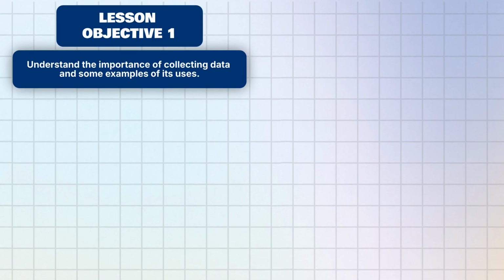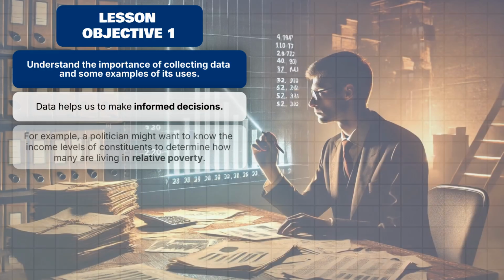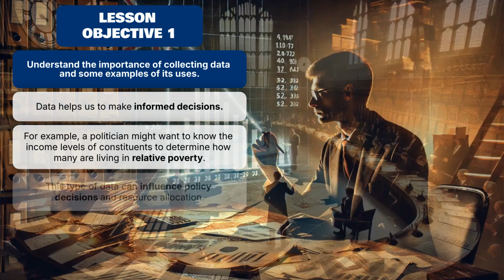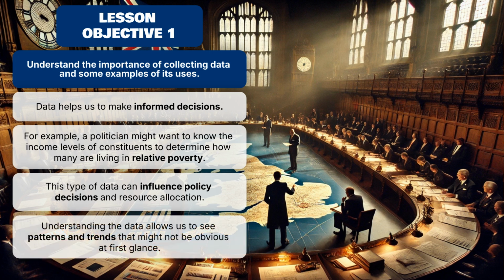Let's dive into the main concepts of today's lesson. First, it's important to understand what kinds of data we might be interested in and why collecting this data is so crucial. Data helps us make informed decisions. For example, a politician might want to know the income levels of constituents to determine how many are living in relative poverty. This type of data can influence policy decisions and resource allocation. Understanding the data allows us to see patterns and trends that might not be obvious at first glance.